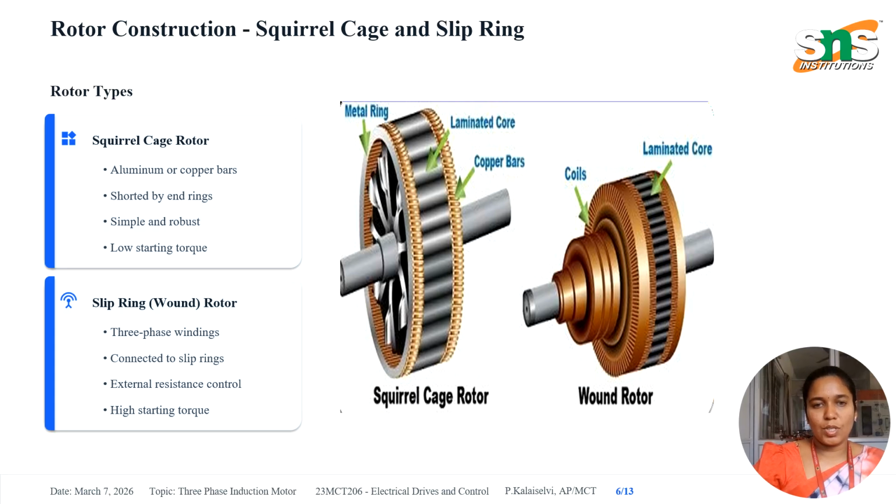For rotor construction, we are using squirrel cage and slip ring types. There are two main types of rotors used in the three-phase induction motor. The squirrel cage rotor consists of aluminum or copper bars. The bars are short circuited by end rings, so it is a very simple and robust construction with the lowest maintenance. This is the most commonly used rotor. The slip ring rotor has three-phase windings connected to slip rings and external resistance, which provides high starting torque, used in cranes, elevators, and mills.